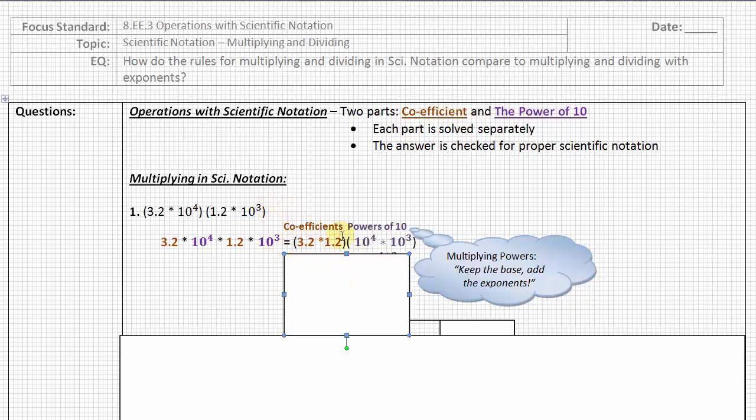We can multiply our coefficients together because we know how to multiply these values. And because of our work with laws of exponents, we know how to deal with powers with the same base and the rules for simplifying that. I've written that out here. In multiplying powers, remember we keep the base and add the exponents. So let's go ahead and do that. Go ahead and multiply 3.2 times 1.2. And then we're going to multiply, following the laws of exponents, 10 to the 4th times 10 to the 3rd. And let's compare our work.